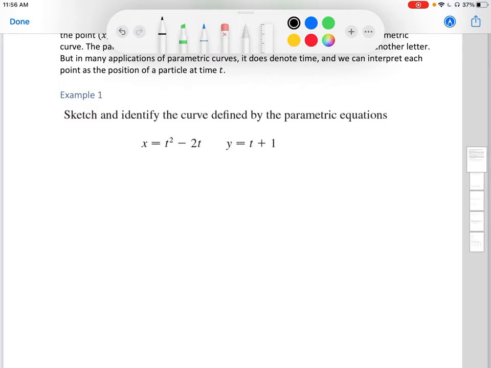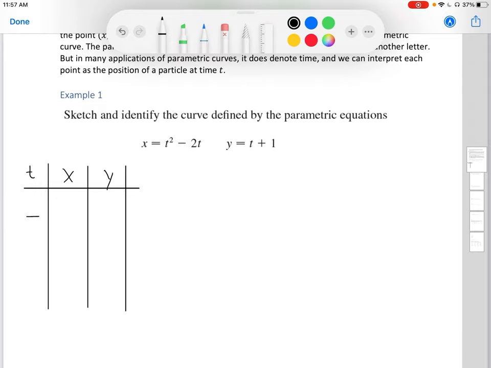So let's do an example, and they're pretty straightforward. Just like how you learned to plot a line back in your elementary algebra course, we begin by making a chart. Now we have a third variable to account for, our t. Our t values can be anything you choose. And just like before, it's good to have some positive or negative options. So let's choose negative 2, negative 1, 0, 1, and 2.